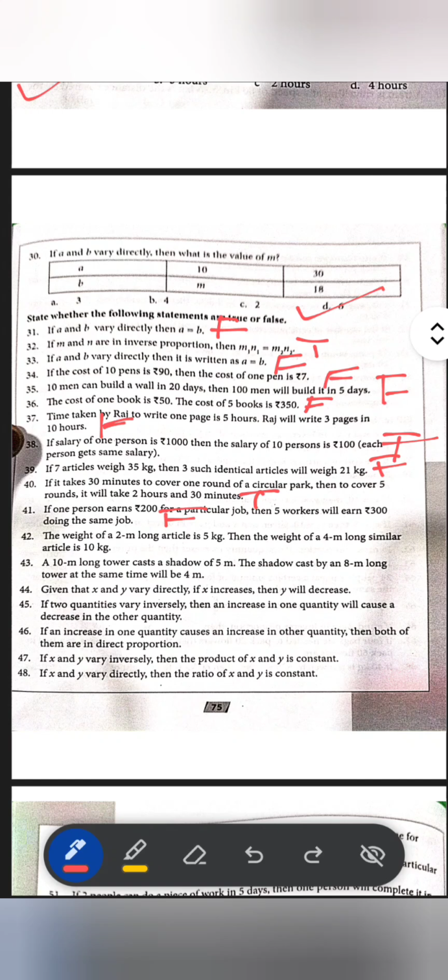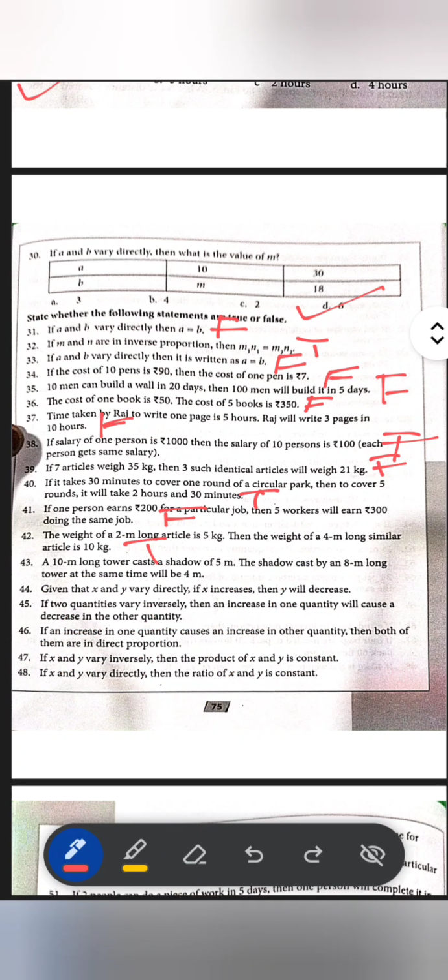Question number 42. The weight of a 2-meter long article is 5 kg. The weight of a 4-meter long similar article is 10 kg. Let's see: the 2-meter long article's weight is equal to 5 kg, and this is 4, that is equal to 10 kg. 2 2s are, 2 5s are. Yes, both are equal. 2 by 5, 2 by 5. So the statement is true.